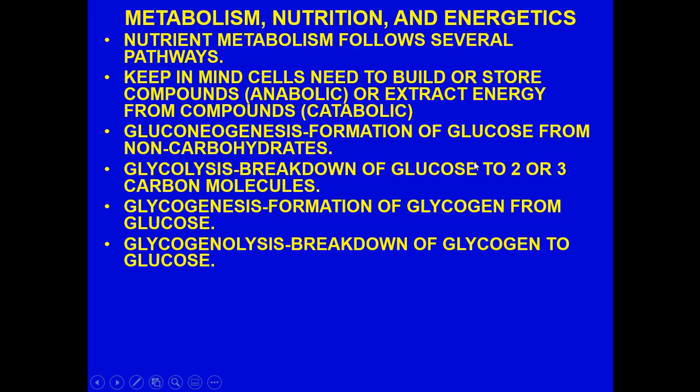Now, nutrient metabolism follows several pathways. You have to keep in mind that cells need to build or store compounds. That's the anabolic part. Now, by the way, when I say store, that's where we get into what I was talking about before. Glucose is put into the liver, and it happens to be stored up as glycogen. Same thing in the skeletal muscles. Fatty acids can be used in adipocytes, fat cells. They will build up lipids in those fat cells. Then we have the catabolic. We extract energy from these compounds.